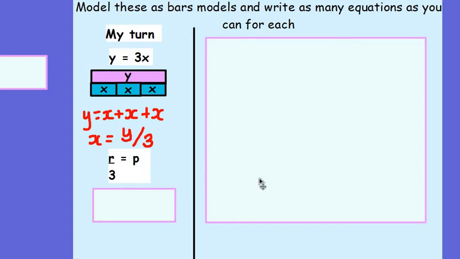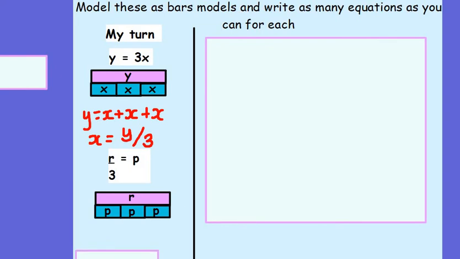For the second one, I've got r divided by 3 is p. So I could write that as p is r divided by 3, or r is equal to 3 lots of p.